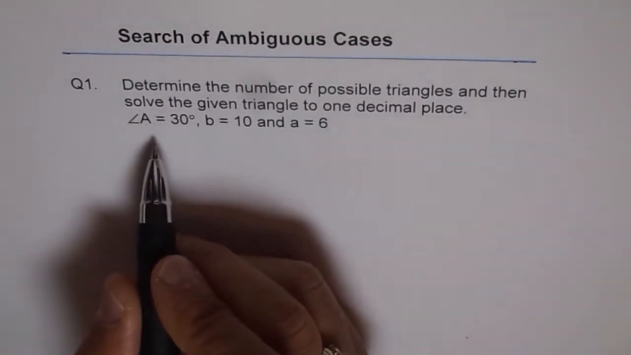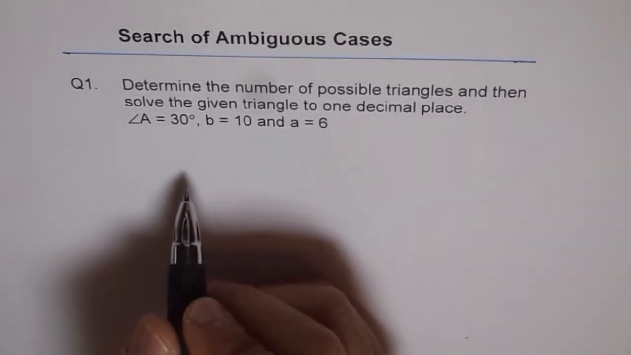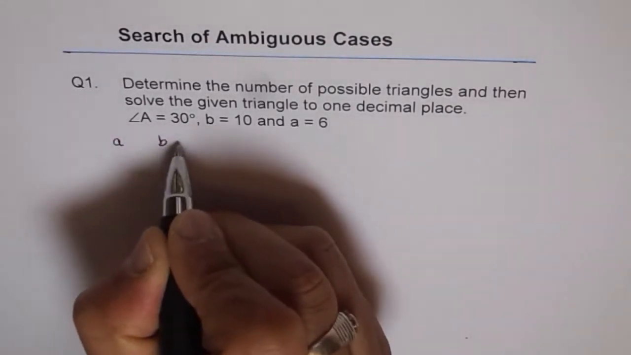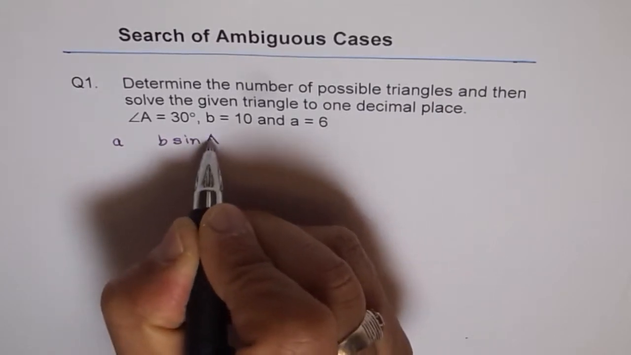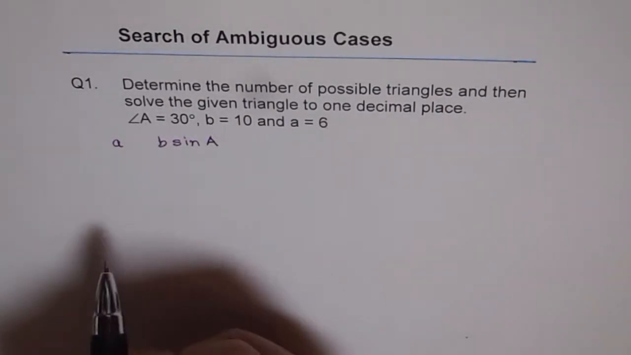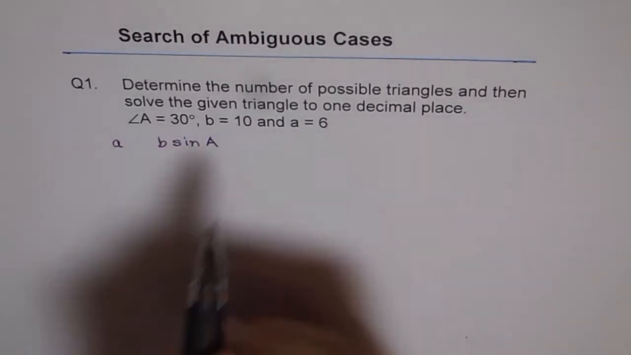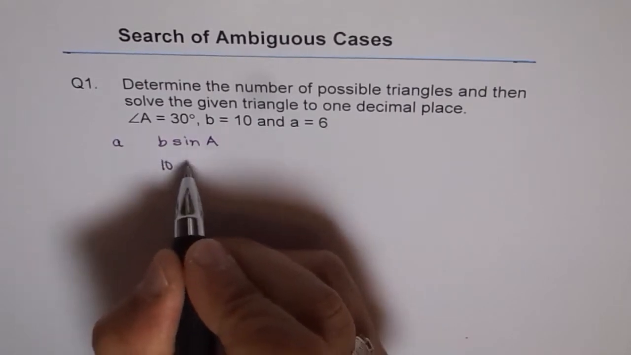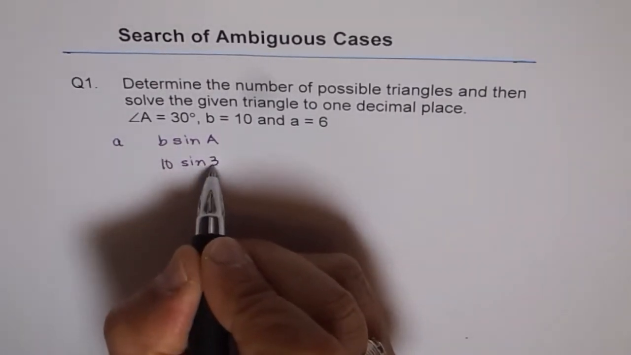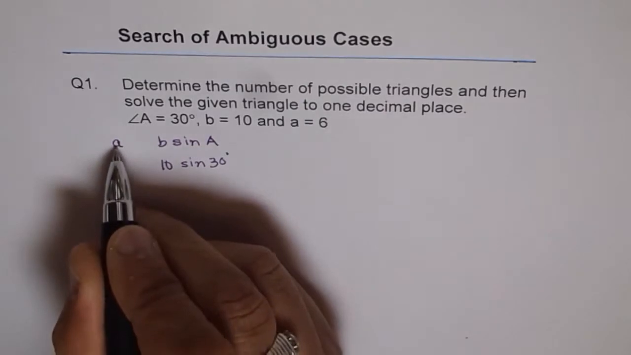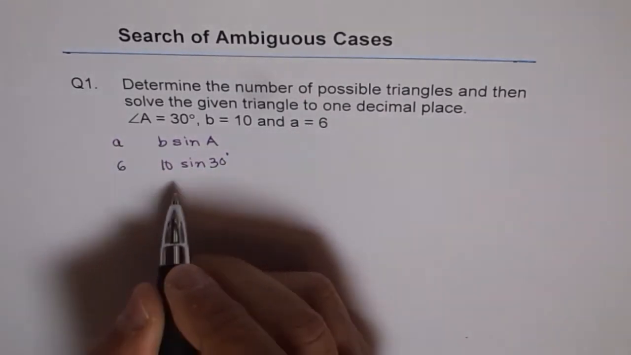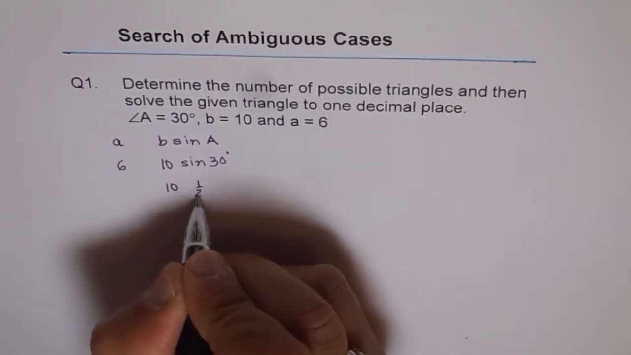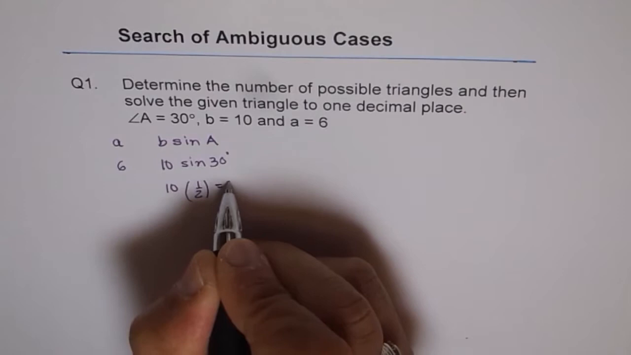Okay, now here basically what we are trying to see is that the number of ambiguous cases we decide by comparing the value of a with b sine A. Now this is what comparison is required to be done. Now in this particular case, what is b sine A? b is 10 and angle A is 30 degrees, and side a is given to us as 6. Now 10 sine 30, you know sine 30 is half, right? 10 times half, which is equal to 5, right?